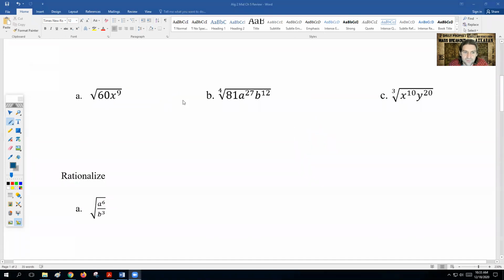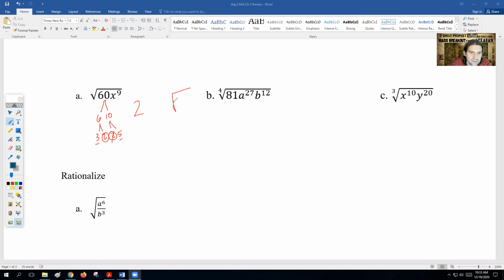Let's move down and do these couple ones here. The square root of 60 doesn't come out nice, so we have to break that down. That's 6 times 10, and that's 3 times 2, and 2 times 5. So we got a pair of 2s, so a 2 goes outside. And inside the square root, we'd have the 3 and a 5 together. That's 15. Now, if we divide 9 by 2, that's 4 and 1/2. So that'd be x to the 4th on the outside and x to the 1st, or one of them, inside the square root. So the answer would be 2x to the 4th radical 15x.